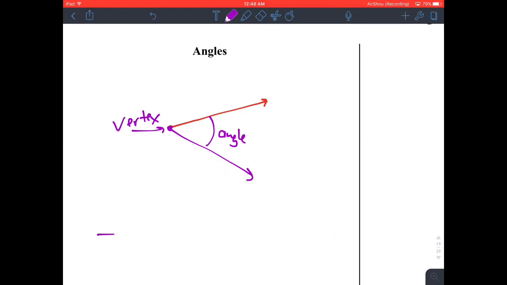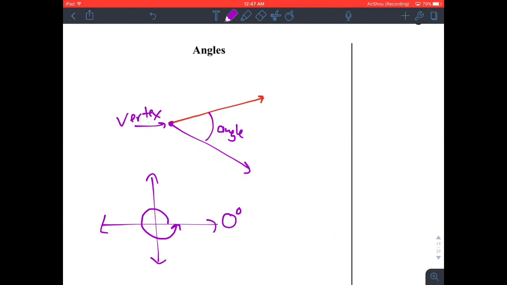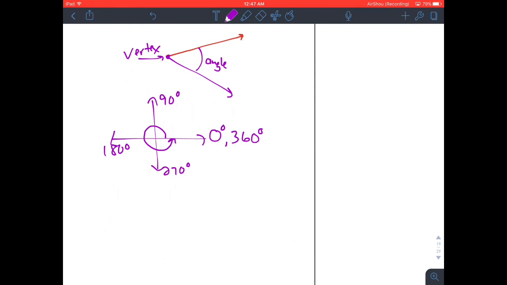Typically in a coordinate plane, x, y coordinate plane, the positive x-axis we call 0 degrees, and we rotate counterclockwise around this, and those are positive angles. So this will be 90 degrees, 180, 270, back to the beginning is 360. So if an angle is 90 degrees, you can state that by putting this symbol here, which also means 90 degrees. That is called a right angle. Hopefully you remember that from geometry.